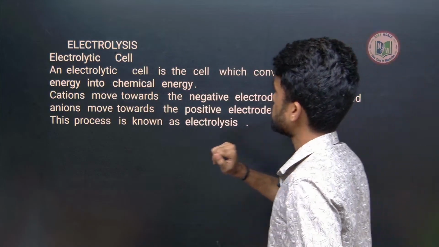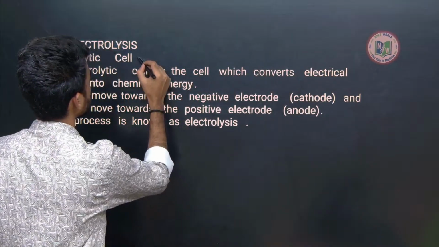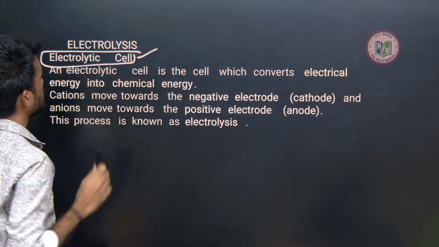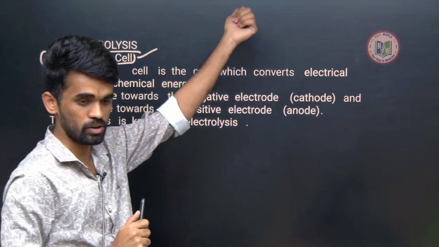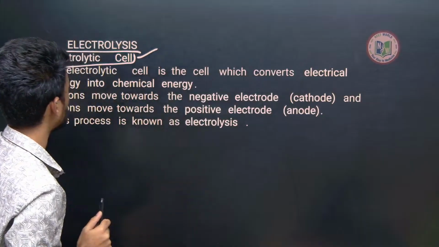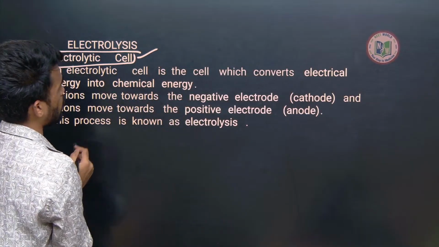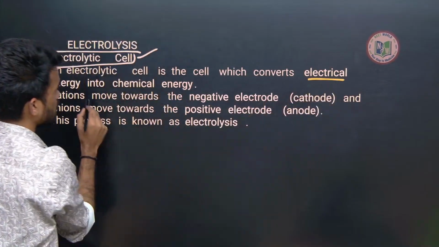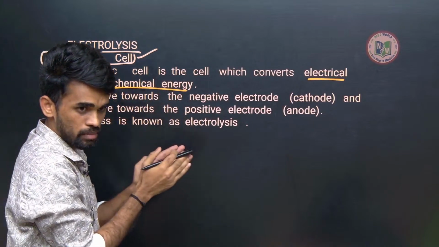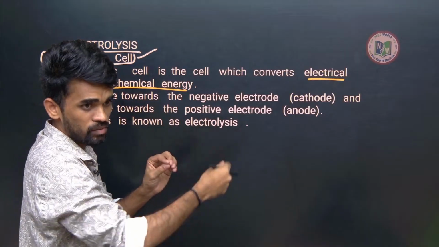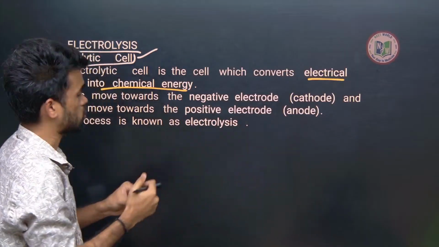So, electrolysis. What is the cell we are using here? Electrochemical cell, electrolytic cell. The electrochemical cell is the one we saw last class. Here we have electrolytic cells. In this cell, electrical energy is converted into chemical energy, or electrical energy is used to bring about a chemical reaction.